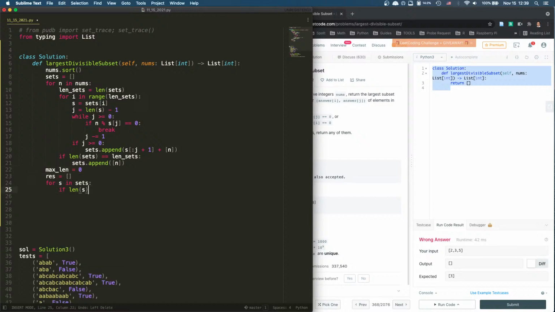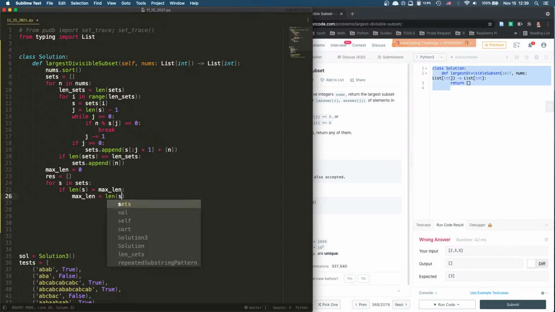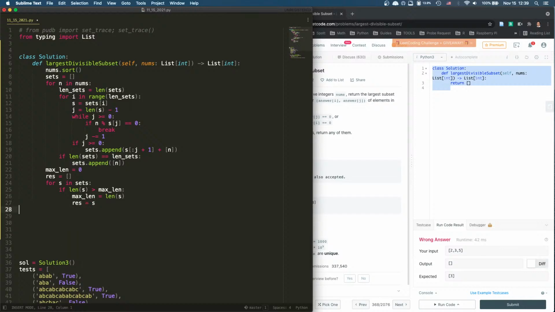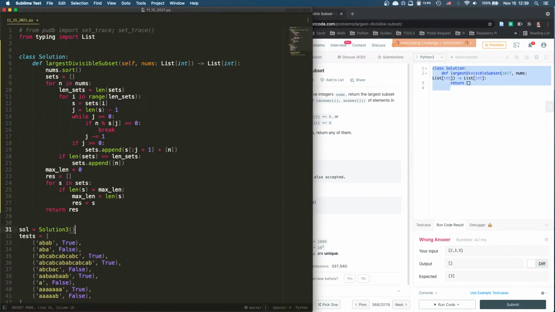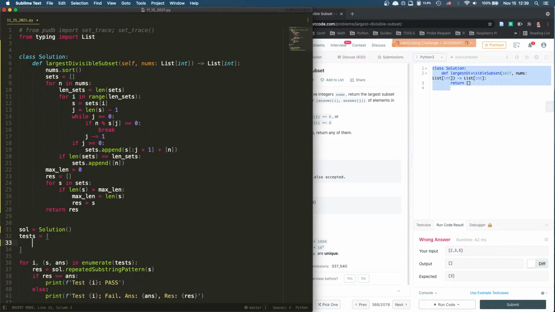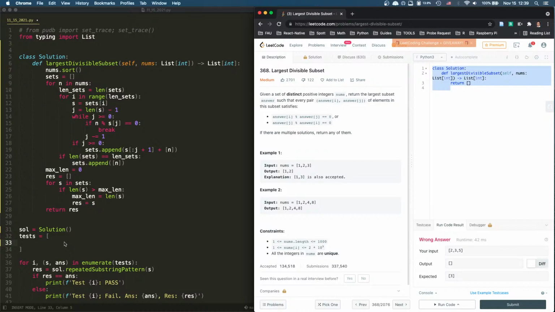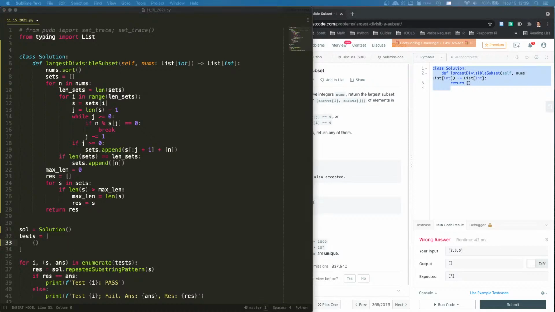I don't like it, but that's fine. If the length is larger than this, then max len equals len s, and the res equals s. So at the end, we return the res. Yeah, that feels stupid though. But let's try. I think it's correct, but what I don't know is how fast it can be. All right, it feels not fast enough. But hey, what do I know?